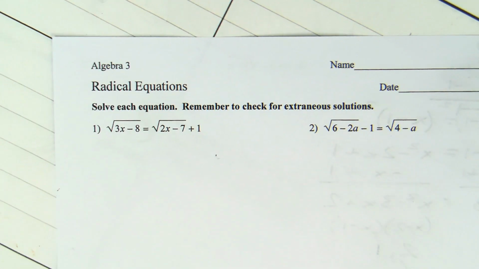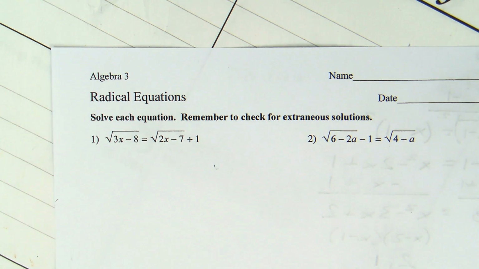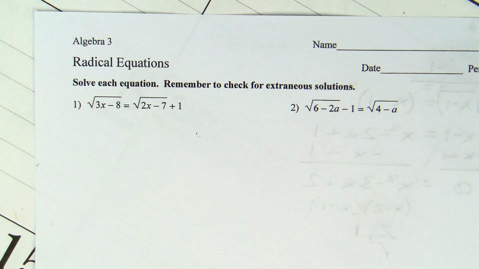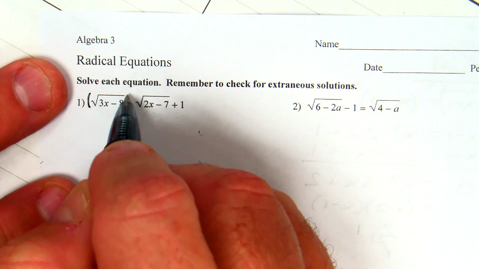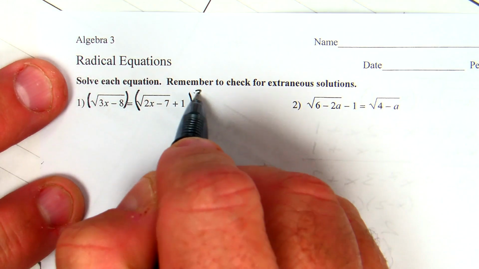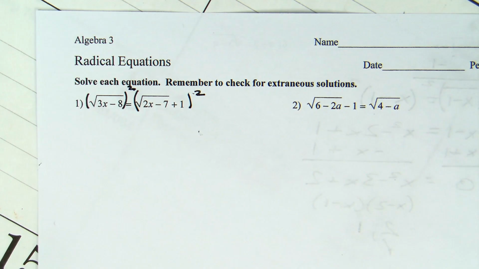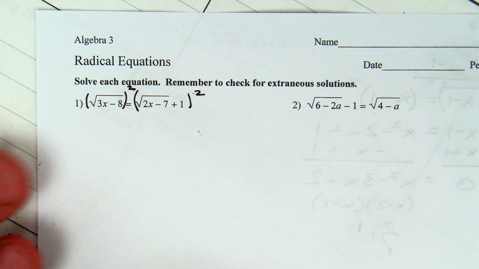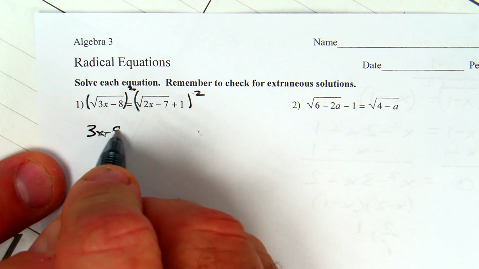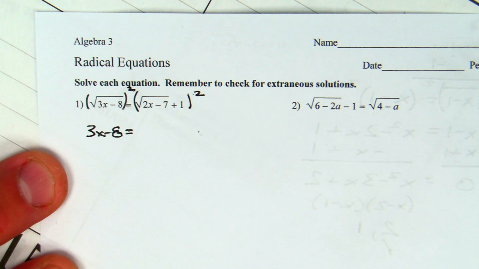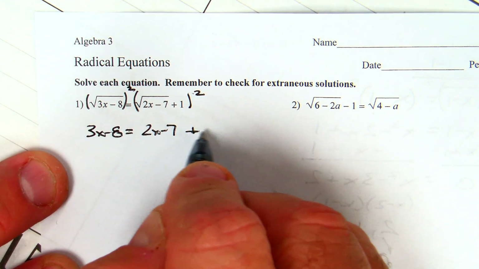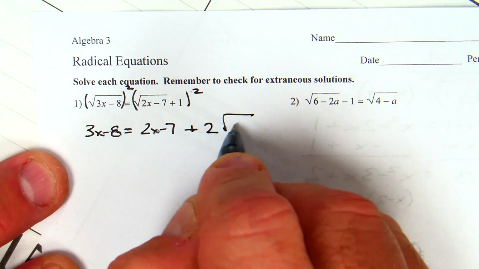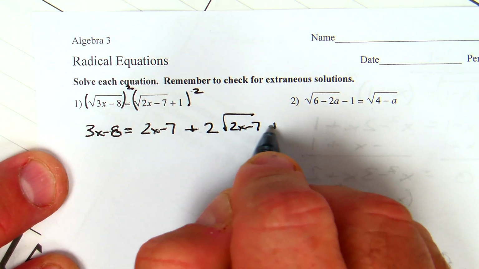Square root of 3x minus 8 equals the square root of 2x minus 7 plus 1. I'm squaring both sides. Everybody good with that? Because the one on the left is isolated. Again, you're not going to be able to isolate both. That's going to give me 3x minus 8 over there, equals 2x minus 7 plus 2 square root of 2x minus 7 plus 1.